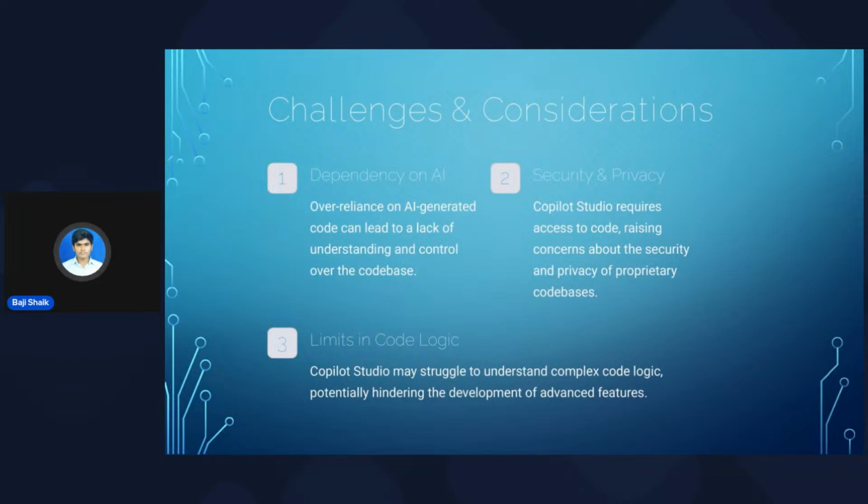The second one is security and privacy. Copilot Studio requires access to code, raising concerns about the security and privacy of proprietary code. So it will raise concerns about security and privacy. While communicating with the Copilot, if you give any sensitive information, it will raise concerns about security and privacy. So you have to keep that in your mind.